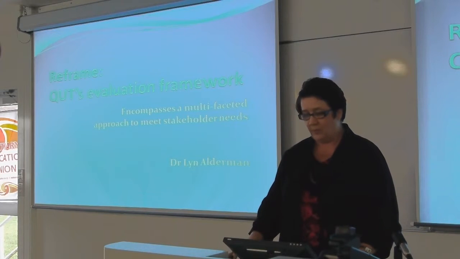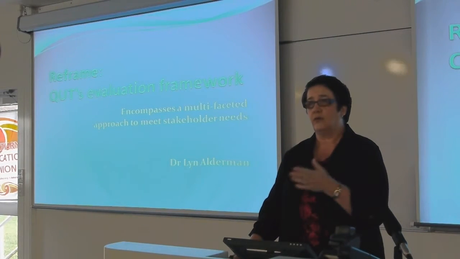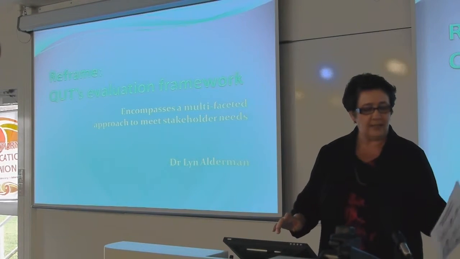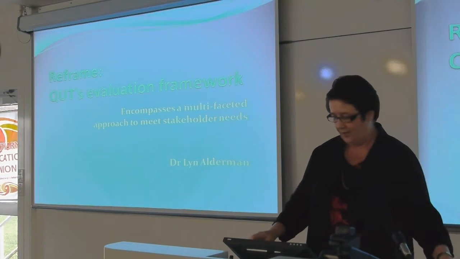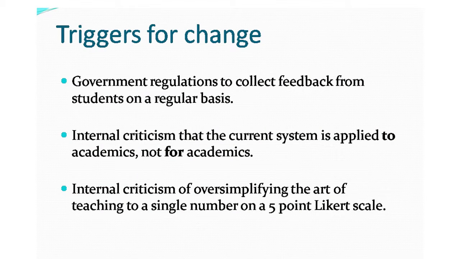So I'll talk about why we made a change, and I'm going to talk through the journey of where we are. And I'll at some point talk to you exactly about that flyer that I've handed out. So we had triggers for change. So we have a legislative requirement in Australia that you will collect data and you will collect it annually and you will do it at subject level. And you need to be able to identify the academics at that level as well. So there had to be something around the teachers. So we can't turn it off, okay? One of the criticisms was that the system was actually done to academics.